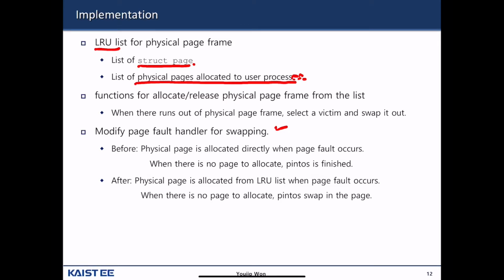Before this project, physical pages were allocated directly when a page fault occurred. And if there was no more page to allocate, the operating system just finished. But now we are using demand paging with swapping. So a physical page is allocated from the LRU list when a page fault occurs.